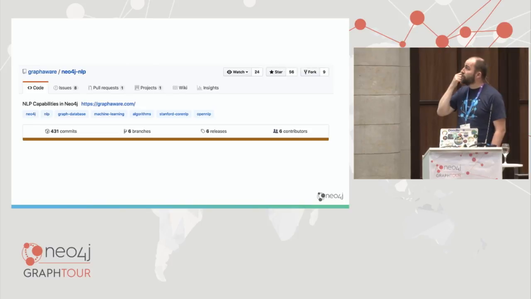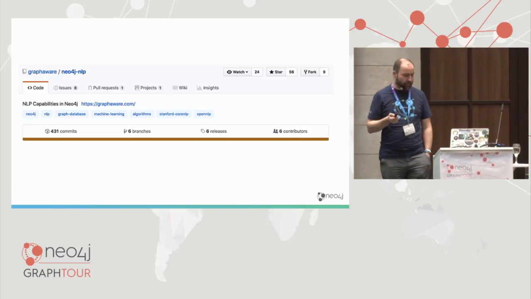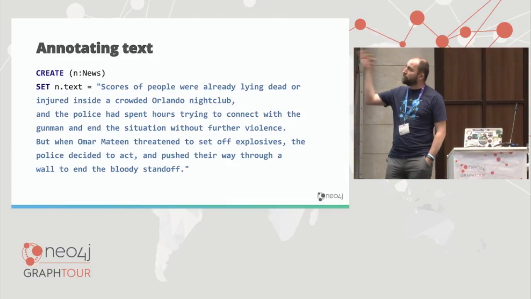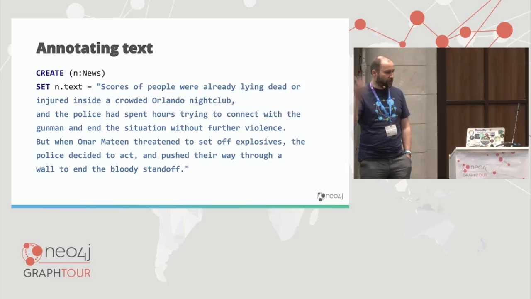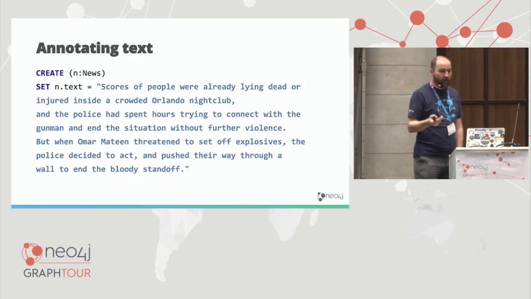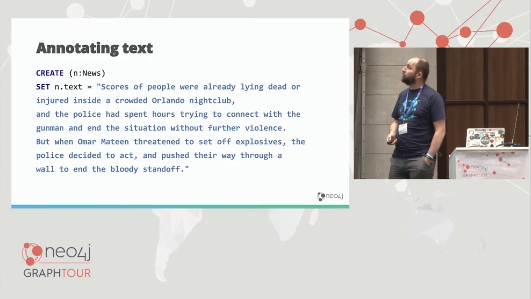So again, it's a project that you can deploy to Neo4j. It's called Neo4j NLP at the GraphAware repository. And here's how you would use that. In our case, we have a news article which has some text, and we want to take this text and annotate it. It doesn't matter what kind of source it is. It could be, as I said, lots of different sources that we want to annotate.